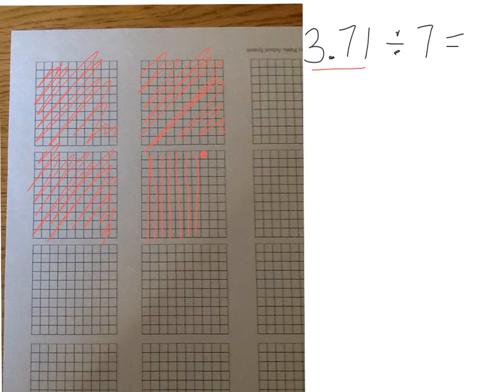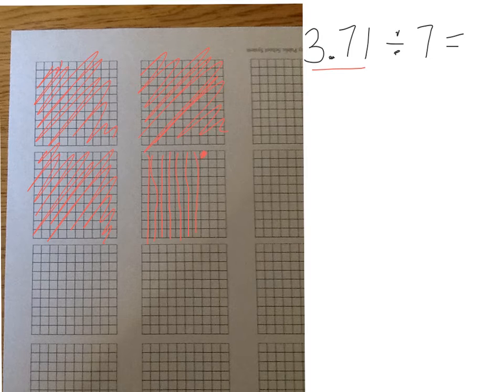The next step is to think, how can I divide this into 7 pieces? So if we think about it like money, if you had $3.71 and you wanted to divide that up between 7 people, nobody would be able to get a whole dollar. So you would have to break your money into change. So we're going to do the same thing here.